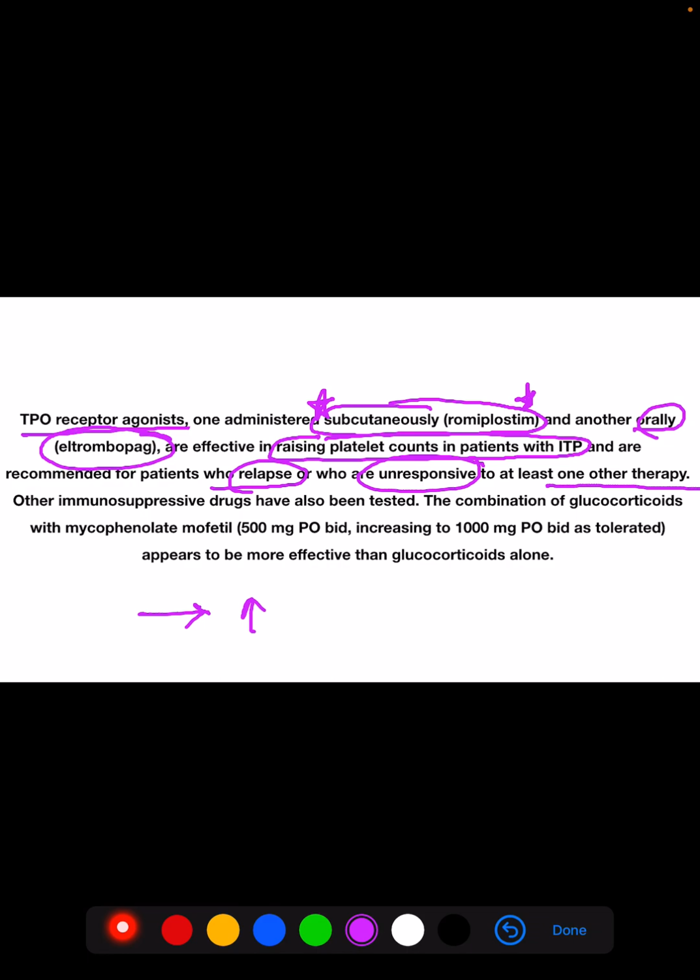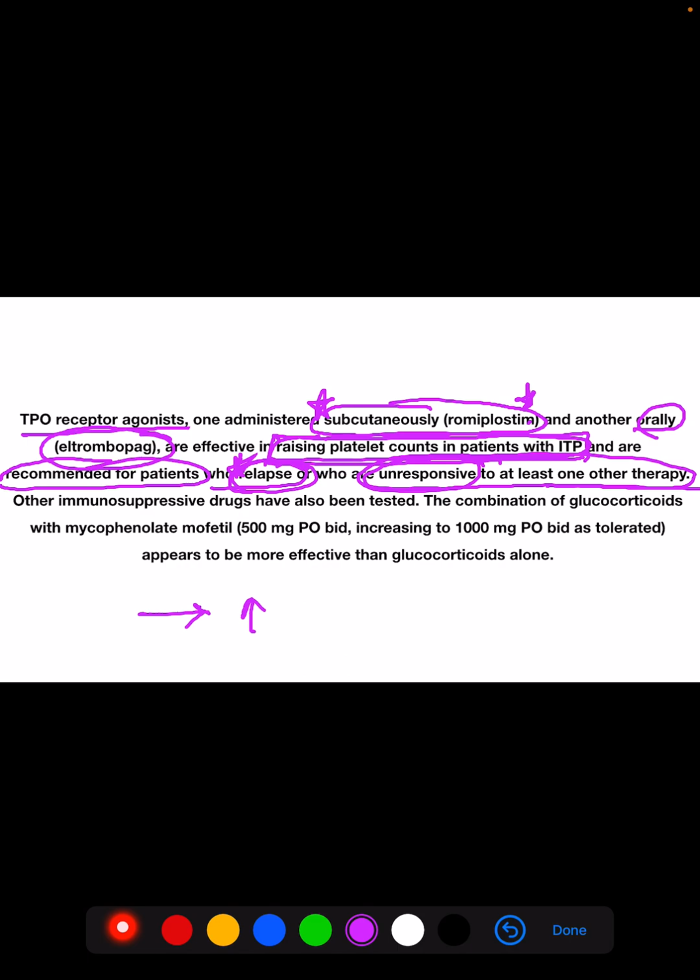Examples of TPO receptor agonists are romiplostim, which is administered subcutaneously, and we have an oral preparation. What is the oral preparation? It is eltrombopag. These are effective in raising the platelet counts in patients with ITP, and they are recommended for patients. Which patients? Patients who are relapsing or patients who are unresponsive to at least one other therapy. If patients are unresponsive or relapsing, then we use this TPO receptor agonist.